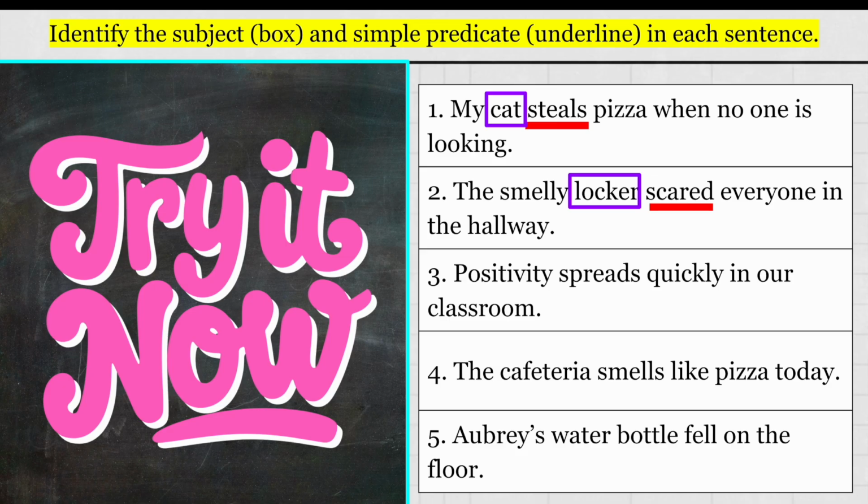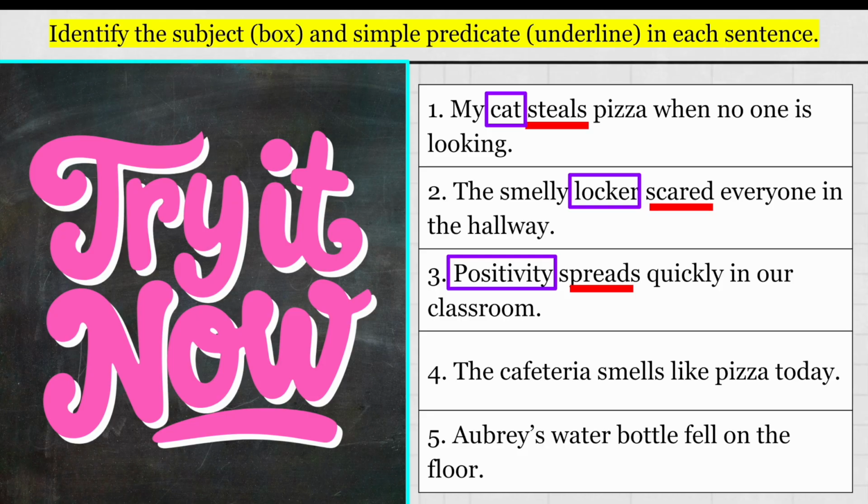Number 3, positivity spreads quickly in our classroom. So this is an example of an idea happening, an idea as a subject. So first, what's the action? Yes, spread. So that's our predicate. And then what's the subject? Positivity. Perfect. Next, number 4.